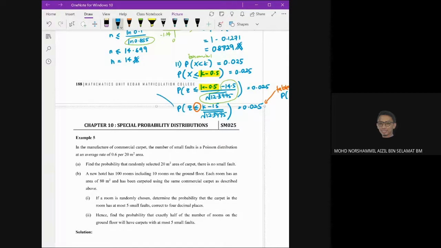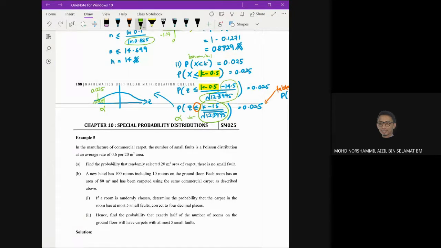Alright. So let's sketch this one. Mari kita sketch. Mana nak compare kan? Tak sama kan? So Z. Okay. Yang ni saya tulis dia sebagai alpha boleh tak? So Z kecil daripada dia. Kalau saya tulis sini alpha, maksudnya kawasan ni adalah 0.025. Boleh terima tak?